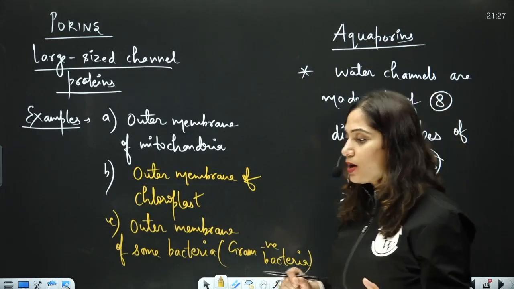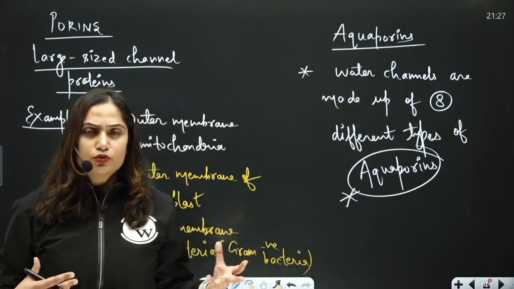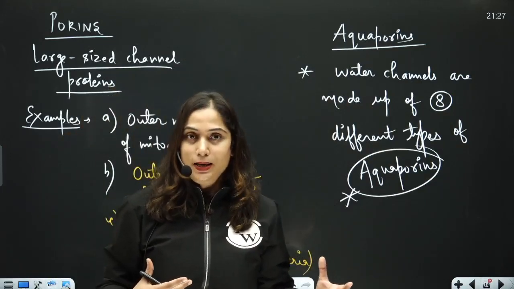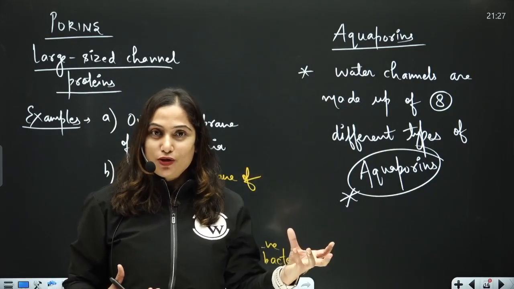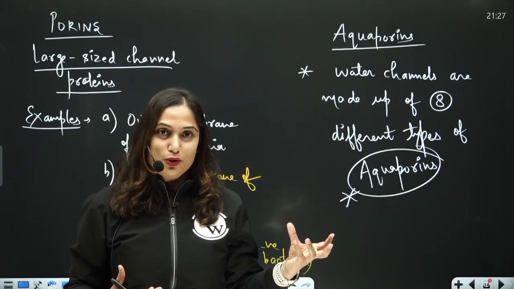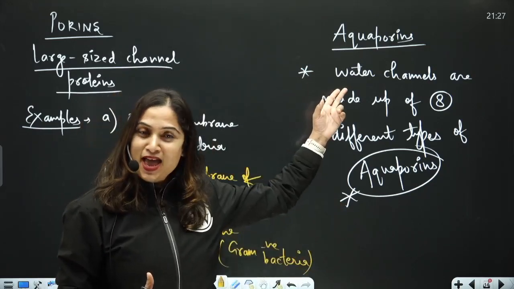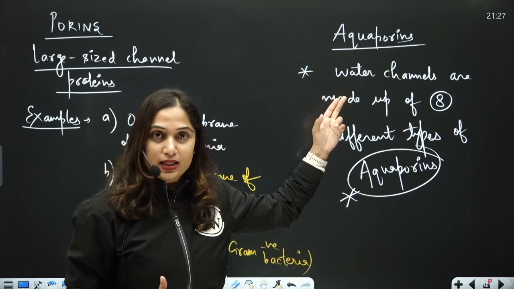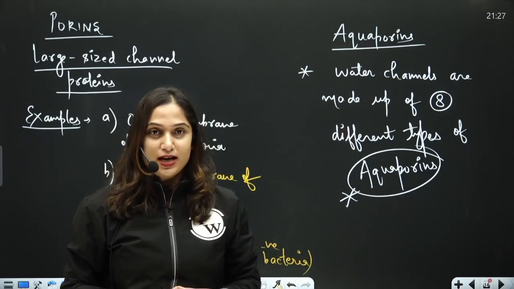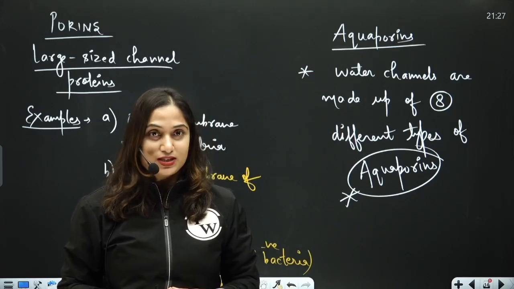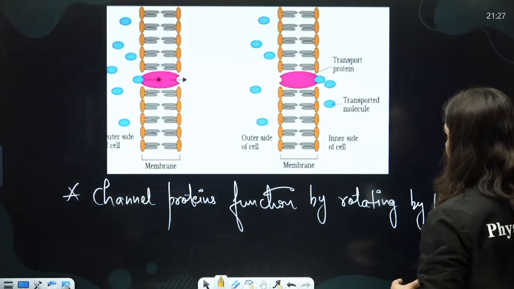In the plasma membrane, there are water channels also, which allow the movement of water into the cell. And for the formation of these water channels, there are special membrane proteins called aquaporins. Aquaporins. And the water channel in the plasma membrane is formed by 8 different types of aquaporins. Okay. Now let's move further.